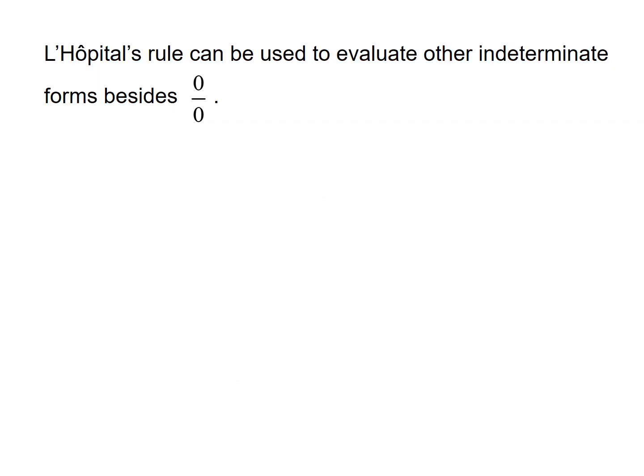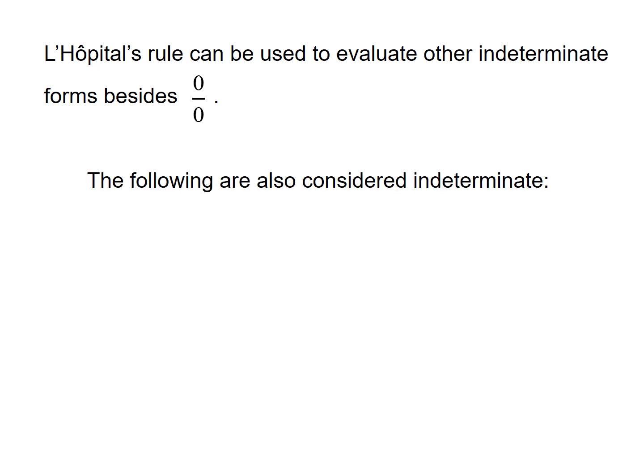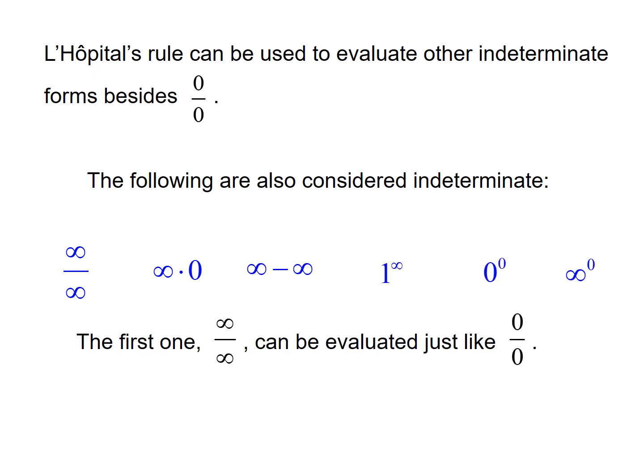Okay, L'Hopital's rule can be used for more than just 0 over 0. It can be used for infinity over infinity in the exact same way. So if both limits approach infinity, we can take the derivative of the top over the derivative of the bottom. And there's some other indeterminate forms we have here, which we'll talk about in the next lesson.